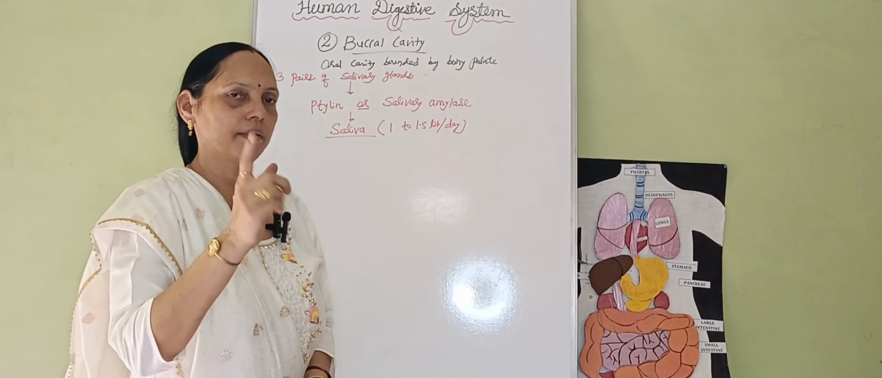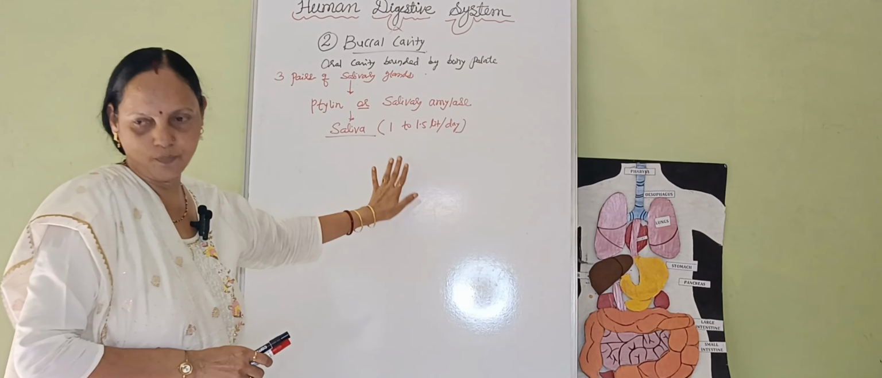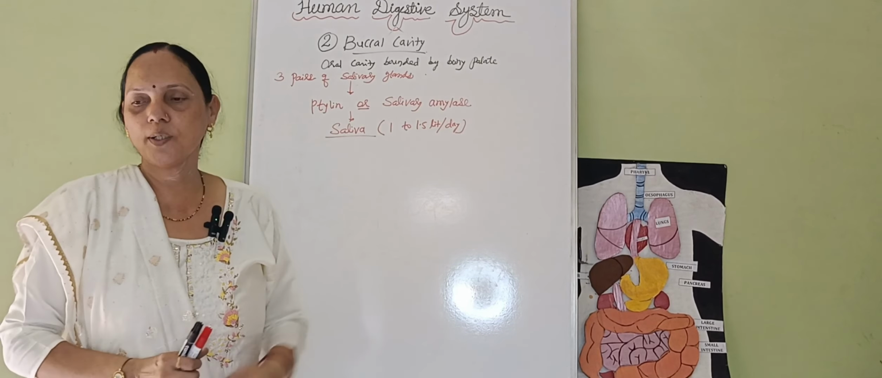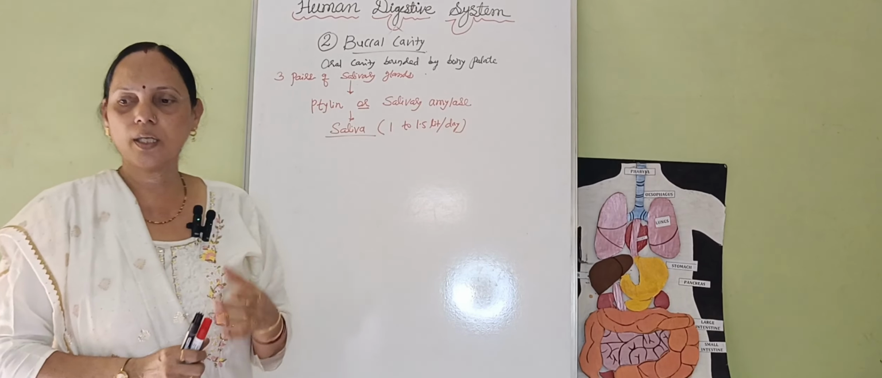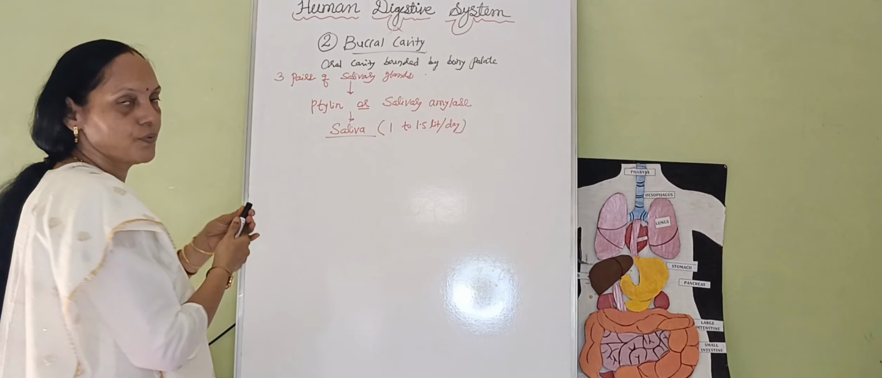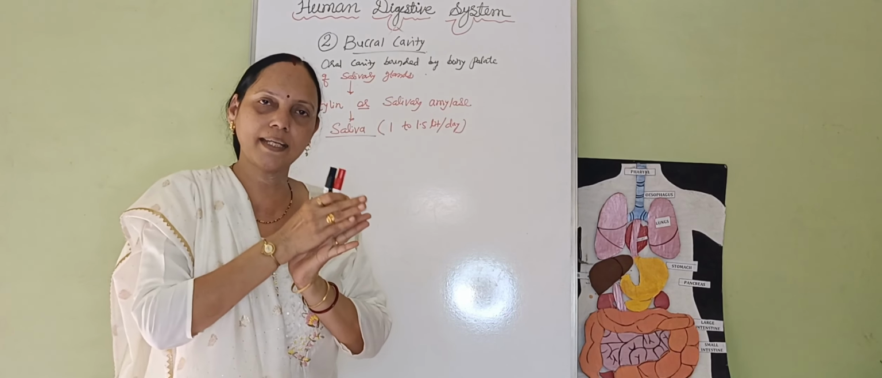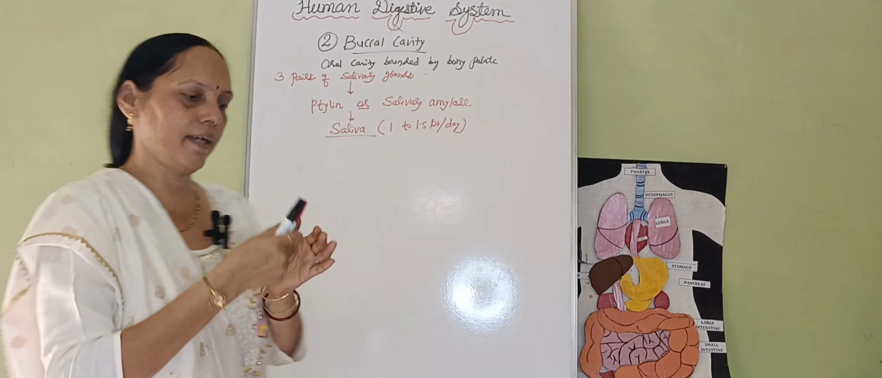So our body secretes 1 to 1.5 liters of saliva daily. Okay. Now what is the important use of this saliva? Saliva is useful for the digestion of what? Digestion of the polysaccharide molecule into the disaccharide molecule.